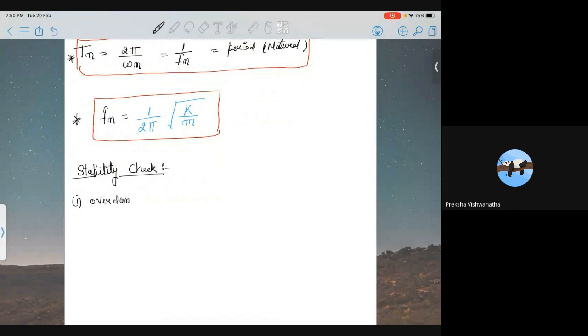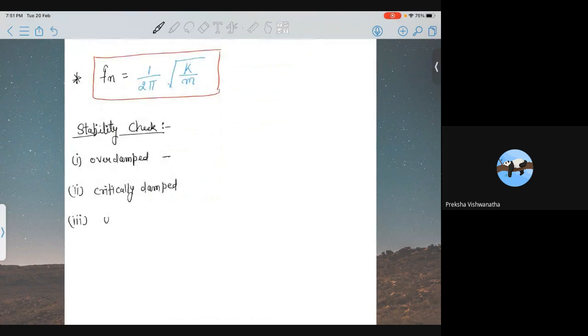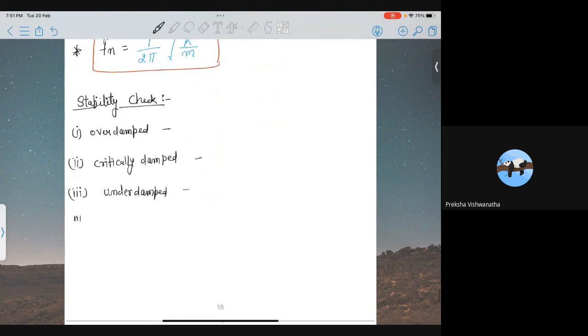overdamped, second one is critically damped, third one is underdamped, and the last one is undamped or zero damping. So we'll see one by one.